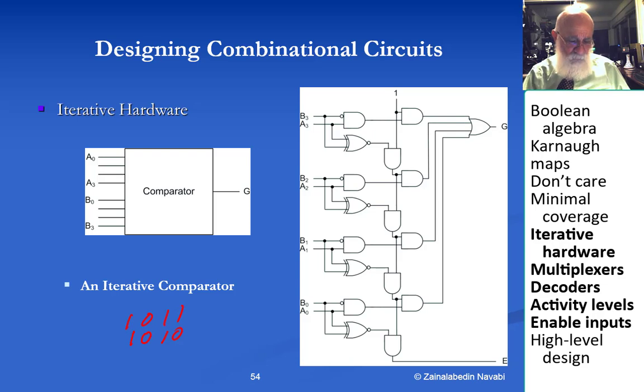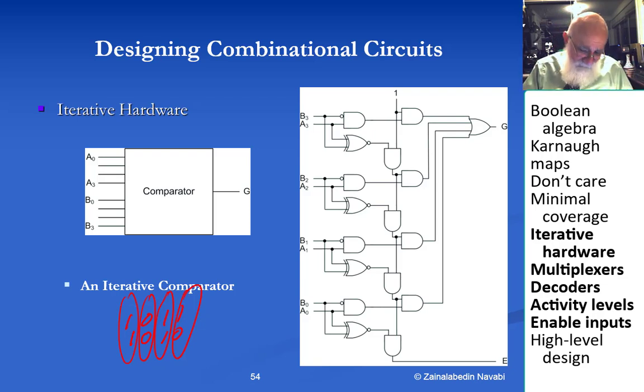Well, you look at these two bits. If they are equal, I'm not making any decision. I'm going to pass the decision on to the next bit. If these two are equal, again, I'm not going to make a decision, I'm going to pass the decision making to the next bits. If these two are equal, you say the same thing. But when you find one that is bigger than the other, you say, well, the others couldn't make a decision, I'm making a decision.